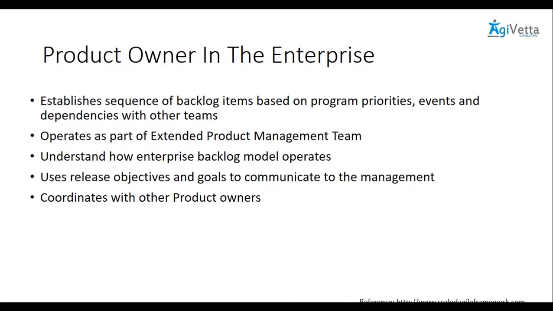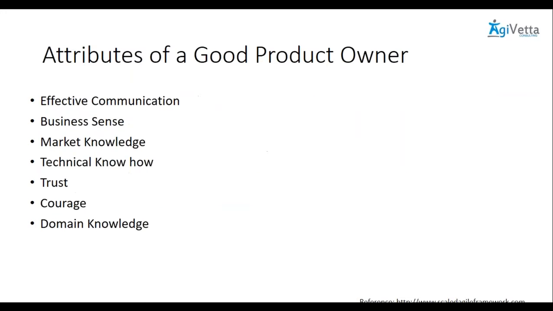Now, he or she uses the release objectives and goals to communicate to the management and coordinates with other product owners. It's very, very clear. All right, moving on. You can see on the bottom right side, these slides have references from the Scaled Agile Framework. Yeah, that's right. So what does a good product owner qualify as?